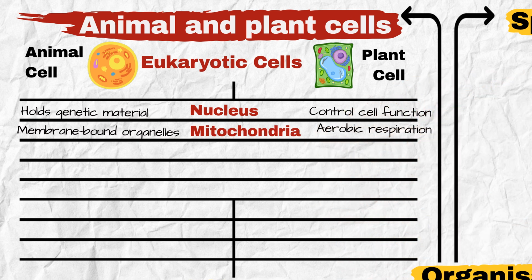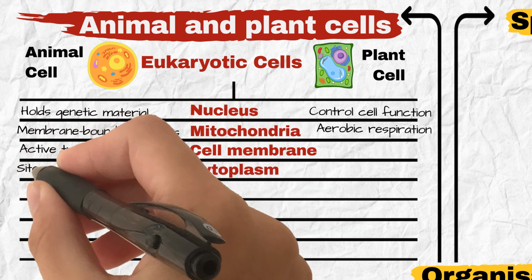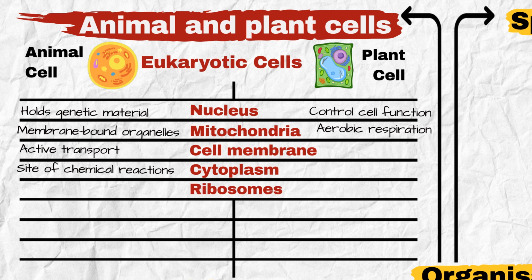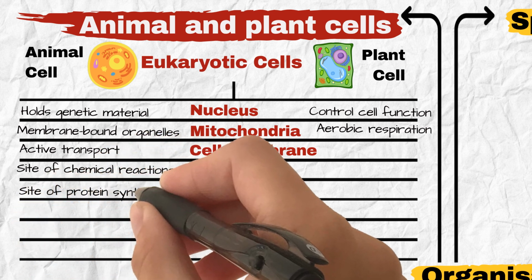Both have a cell membrane that controls what goes in and out of the cell. And yes, some Paper 2 questions test this as the structure responsible for active transport. Cytoplasm, where chemical reactions happen. Ribosomes, where proteins are made.